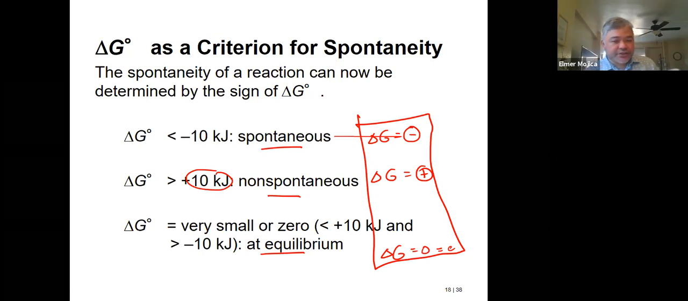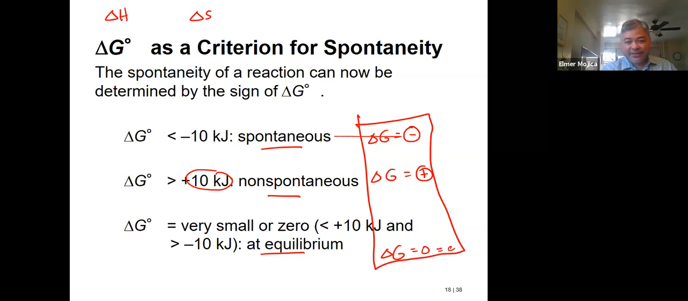Now, if you're going to interpret it, what does it mean? It means you already have a way to tell if a given system is spontaneous or not. Delta H, positive is endothermic, negative is exothermic. Delta S, positive is more disordered, negative is more ordered. Delta G, negative is spontaneous, positive is non-spontaneous. So you solve the problem that we had at the beginning of the chapter. How are we going to say if a given system is spontaneous or not?